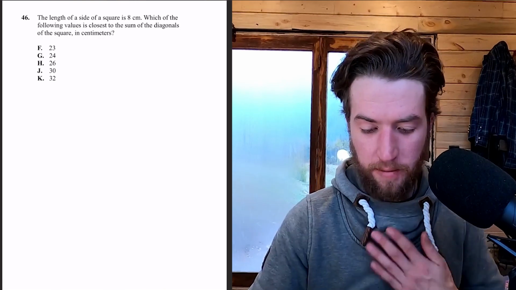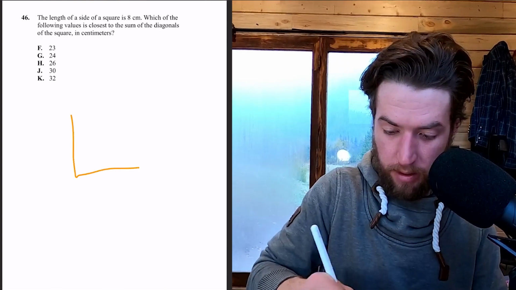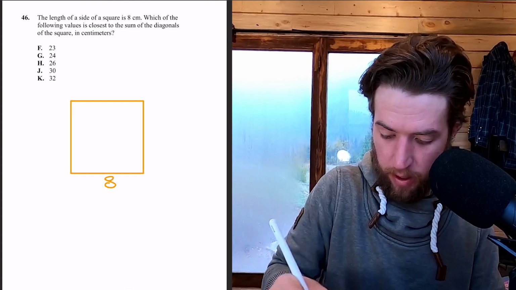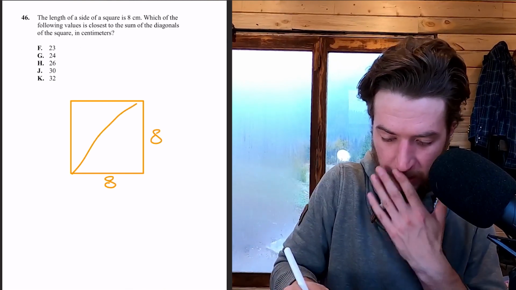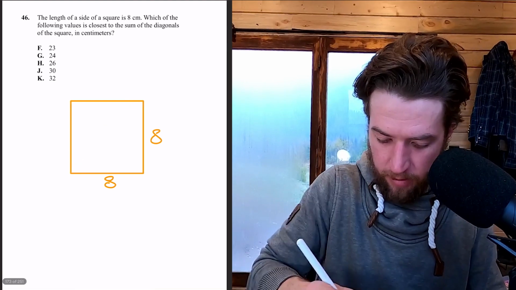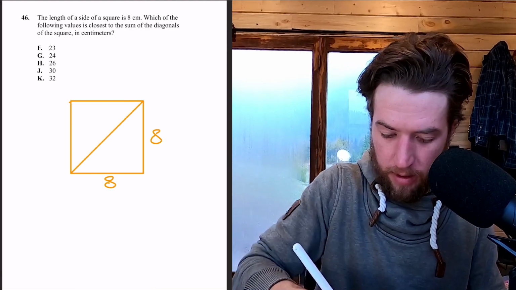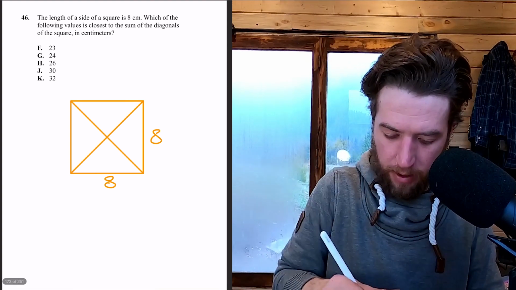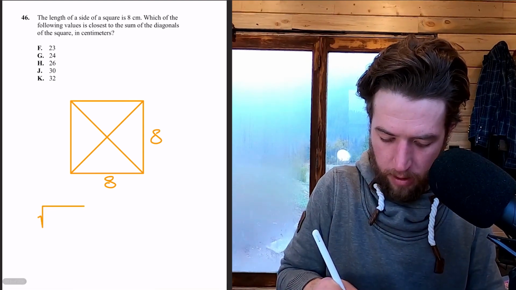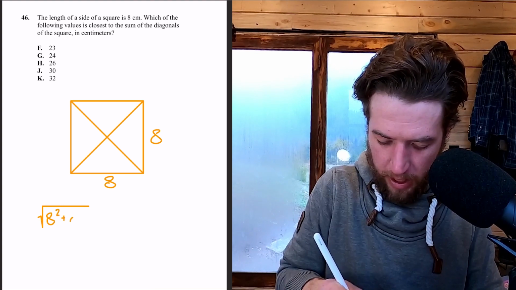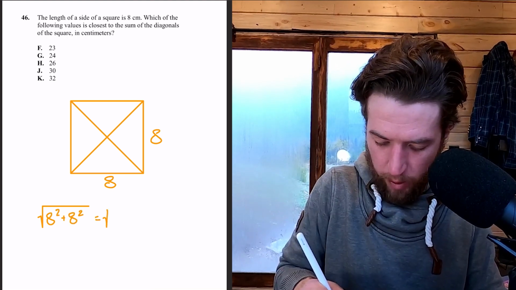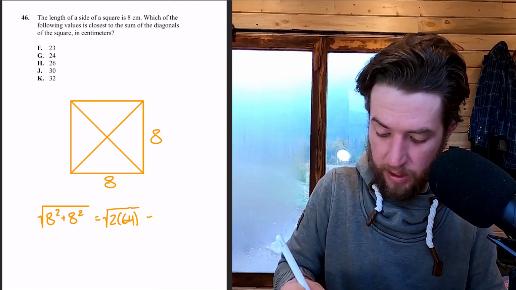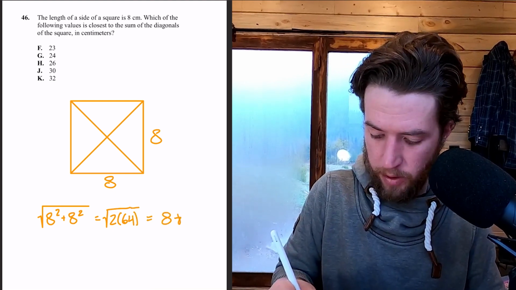All right, the length of a side of a square is 8 centimeters. Which of the following values is closest to the sum of the diagonals of the square? Interesting. One of the diagonals is here. That's not a diagonal. One of the diagonals is here, another one right here. Each of those diagonals uses the Pythagorean theorem. So the square root of 8 squared plus 8 squared is the square root of 2 times 64. The square root of 64 is 8, that's convenient. So 8 root 2.